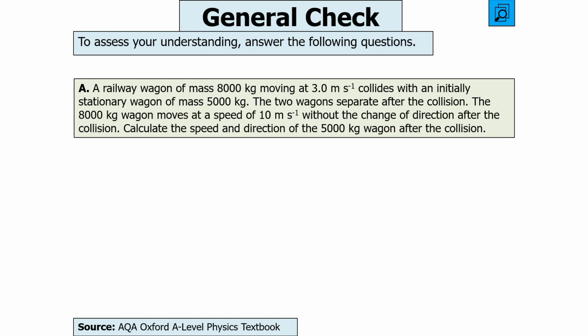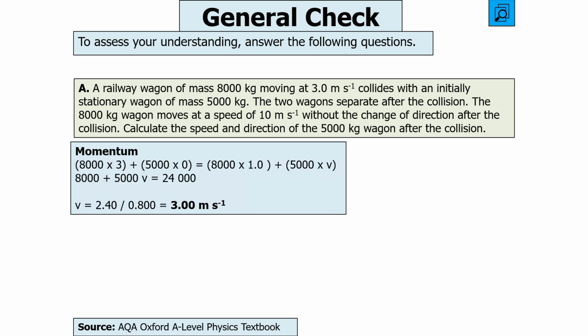The next question says a railway wagon of mass 8,000 kilograms collides at 3 meters per second with an initially stationary wagon of mass 5,000 kilograms. The two wagons separate after the collision. The 8,000 kilogram wagon moves at a speed of 1 meter per second without change of direction after the collision. Calculate the speed and direction of the 5,000 kilogram wagon after the collision. So pause the video now, then unpause the video when you want to go through your answer.